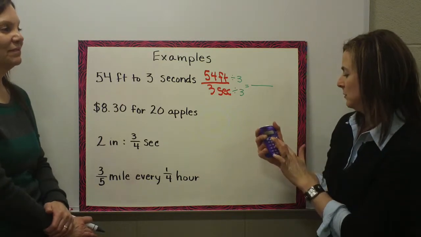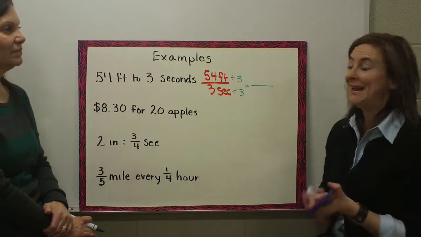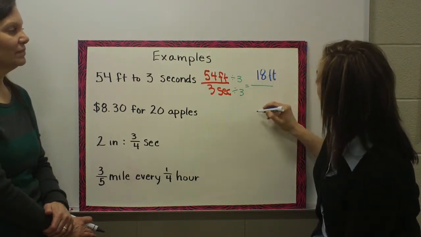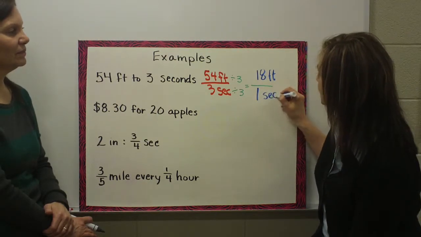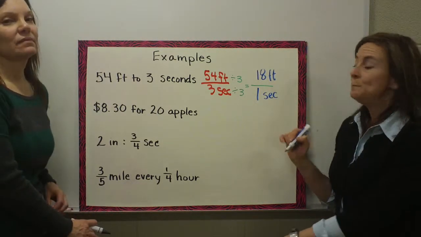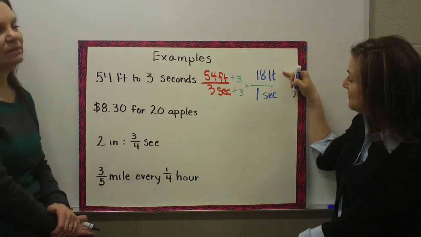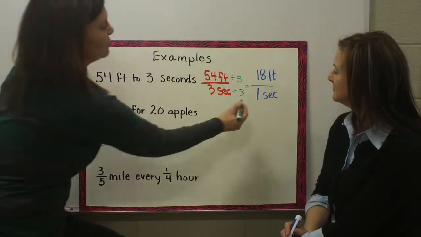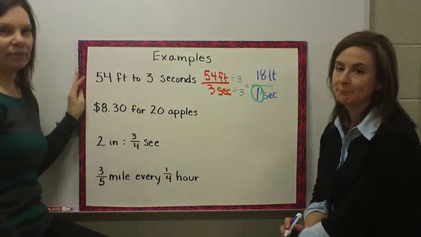Is going to, well, that's not right, is going to give me 18, and 3 divided by 3 is going to give me 1, which is exactly what I want. What we see now is that our comparison is 18 feet to 1 second. Remember, we're looking to make sure that we end up with a 1 in our denominator.